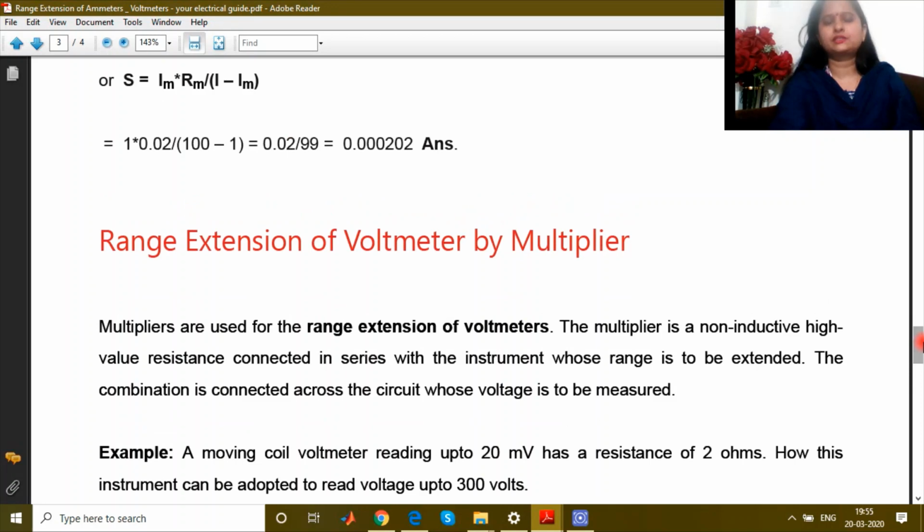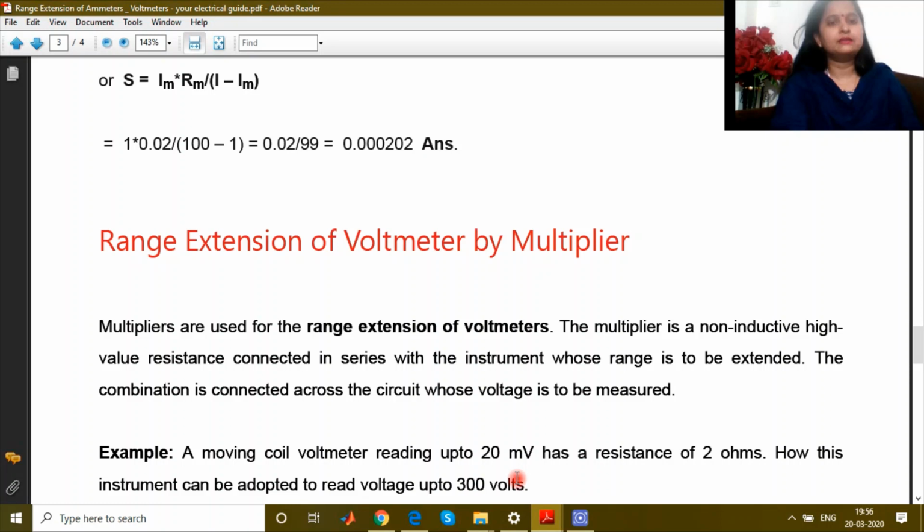Similarly, the range of a voltmeter can also be extended by using a resistance which is called a multiplier. So we can connect a resistance in series with a voltmeter to extend the range of that voltmeter. Why do we need to extend the range? Suppose, again there is an example, a moving coil voltmeter reading up to 20 millivolt has a resistance of 2 ohms, right? Now how can this instrument be adapted to read a voltage up to 300 volt?